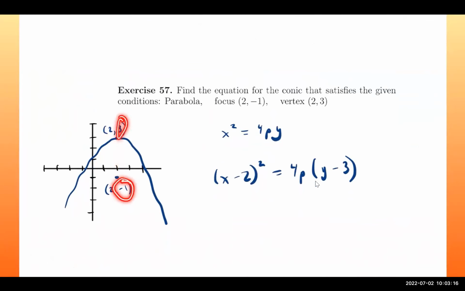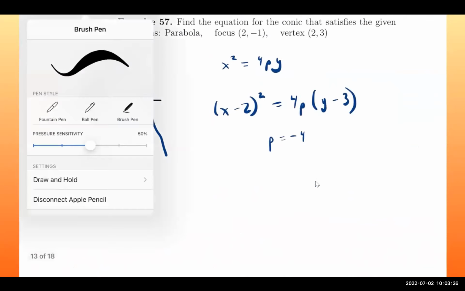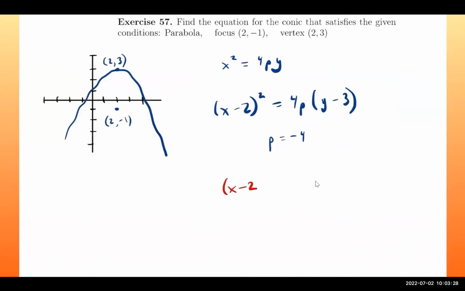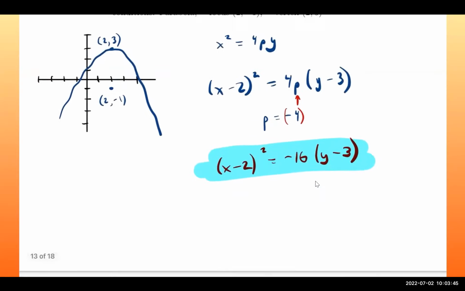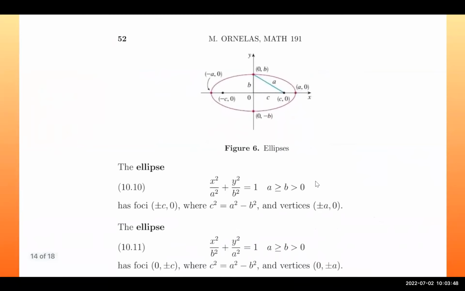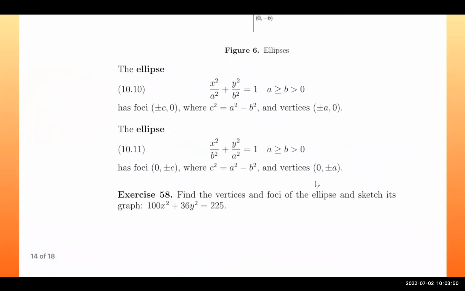So whatever this distance is, just make sure you make it negative. So that's going to be -1 take away 3, which is -4. So P is -4. Now if we substitute there, we're going to get -16, which is our final answer: (x - 2)² = -16(y - 3). And that's what they were asking for, the equation that satisfies those conditions. And so that would be our final equation.